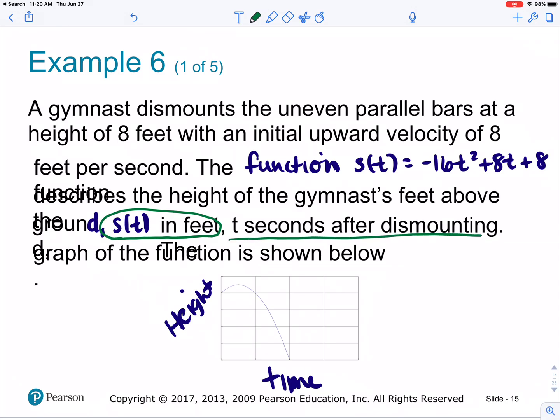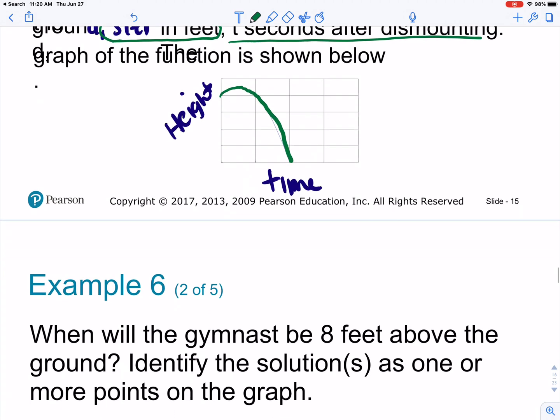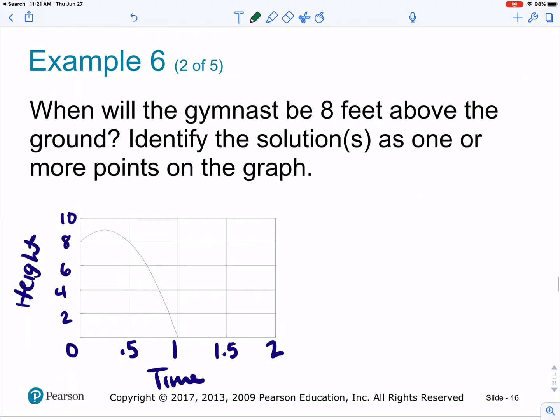The graph of the function is shown below. So here she is, she jumps off, and then she heads down. When will the gymnast be 8 feet above the ground? Identify the solution as one or more points on the graph. So when is she going to be 8? Here's 8, so this point right here is 8. She's going to be 8 here, and she's going to be 8 here.